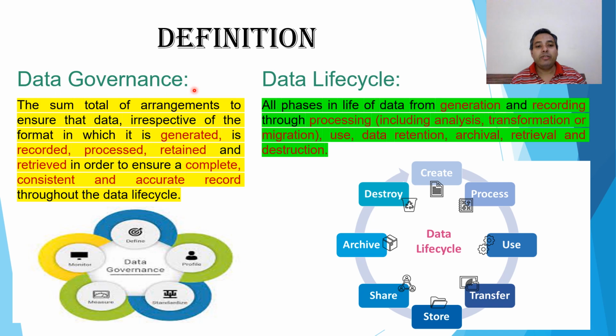About data governance, what is data governance? It is the sum total of arrangements to ensure that data, irrespective of the format in which it is generated, is recorded, processed, retained, and retrieved in order to ensure a complete, consistent, and accurate record throughout the life cycle of the data or the life cycle of the product. From this diagram, you can clearly understand the meaning of data governance.